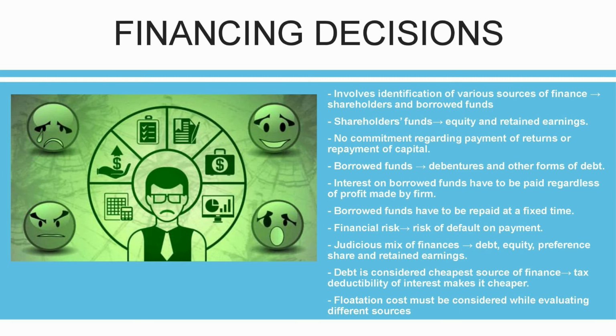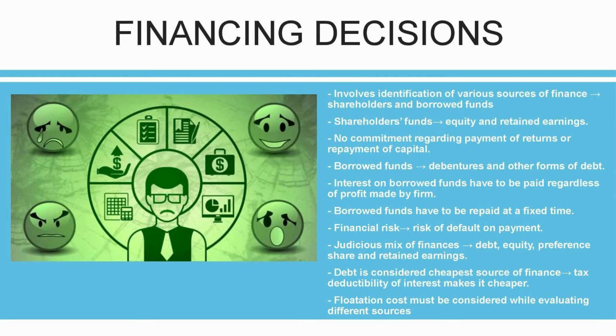What if the company is not able to generate enough revenues even to be able to pay this fixed component of the borrowed fund? So the smartest thing as far as a firm is concerned lies in a judicious mix of finances in terms of debt, equity, preference shares and retained earnings.